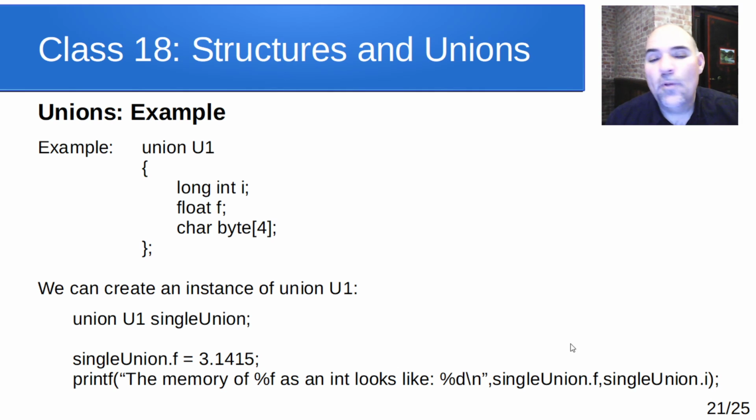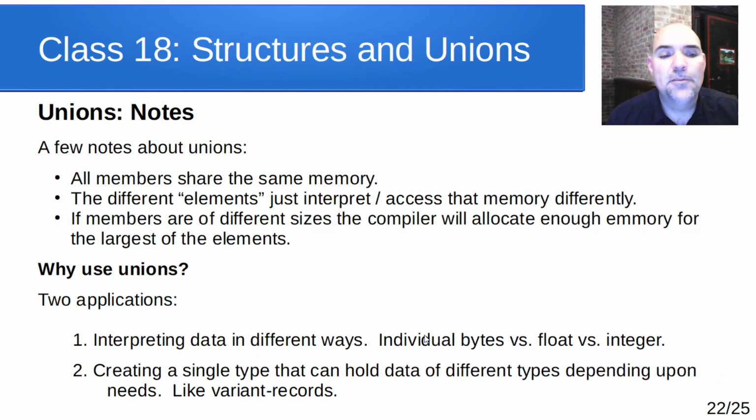And you might think, well, where are the cases there where this is useful? We'll look at that here in just a second. But before we do that, a couple notes about unions. All the members are sharing the same memory. They're all overlaid on top of each other. And so that means the different elements just interpret or access that memory according to what type they are.